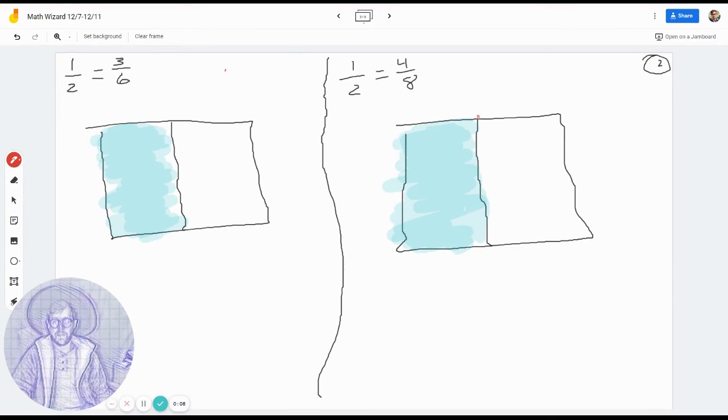Yesterday, we started talking about equivalent fractions, and we made some equivalent fractions by cutting up some fraction strips. Today, we're going to be doing that only backwards. We're not going to be looking for the equivalent fractions. We have the equivalent fractions, and we're going to try to make our model match this equivalent fraction.